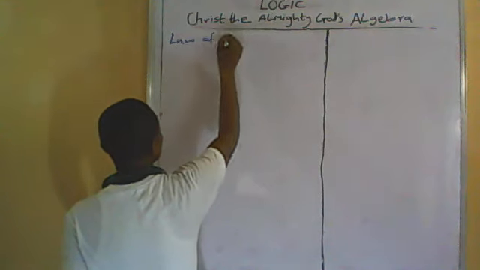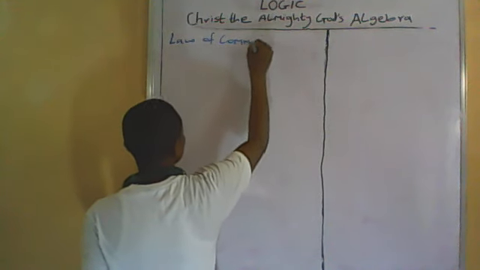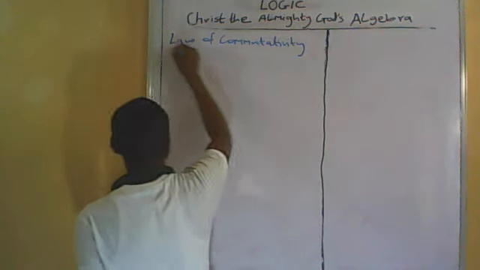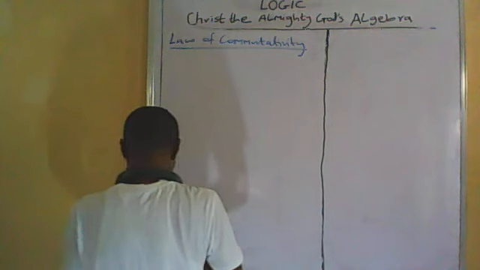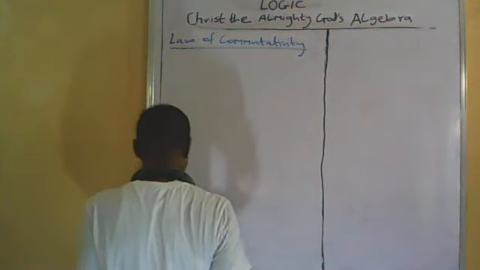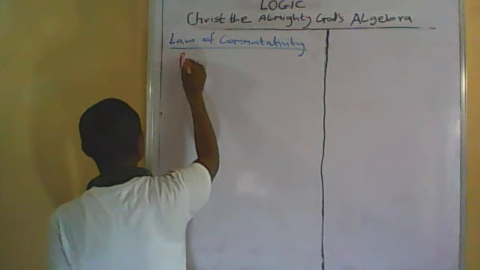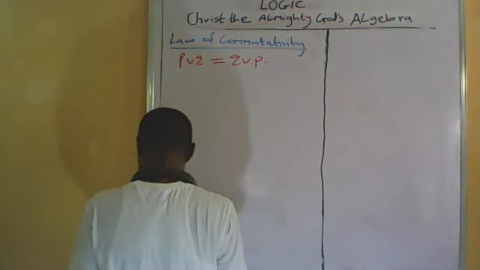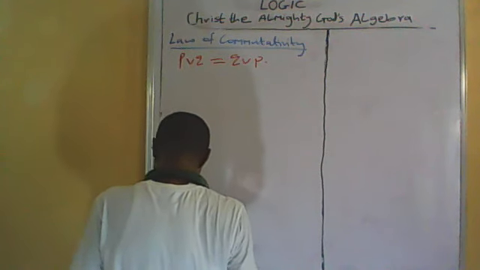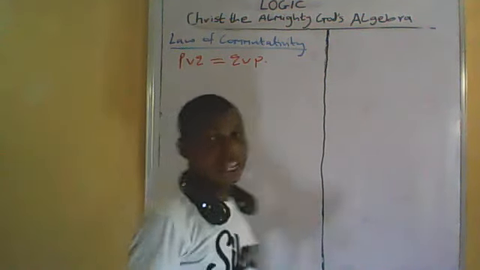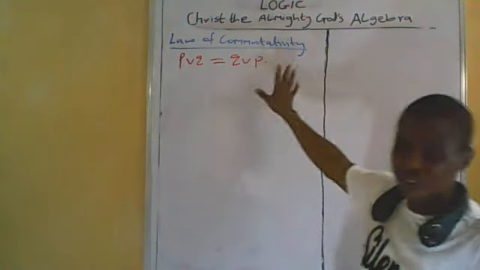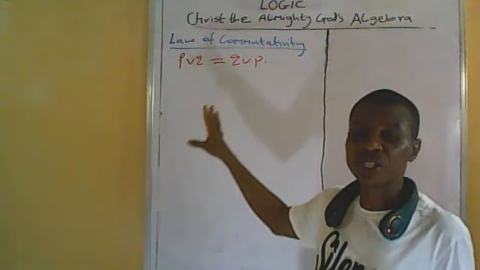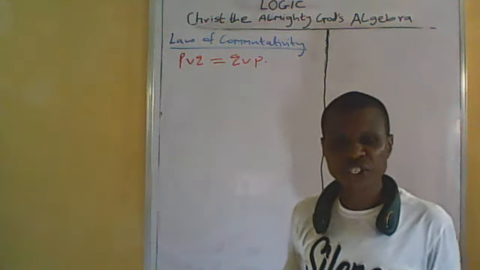Law of commutativity. P or Q is equal to Q or P. This statement is a typical example of law of commutativity in disjunctive statement.